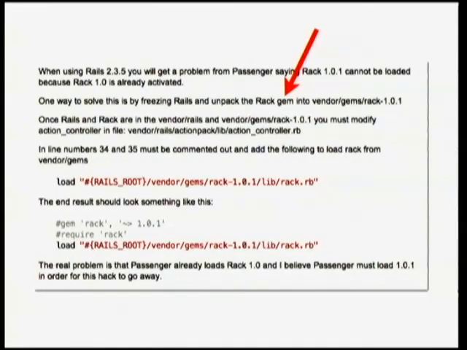So what was the proposed fix? First, vendor Rails and rack into your application. Step 2, open up ActionPack, go to lines 34 and 35. Step 3, comment out the code that requires rack tilde greater than 1.0.1. And then step 4, explicitly load rack 1.0.1 on top of rack 1.0.0.